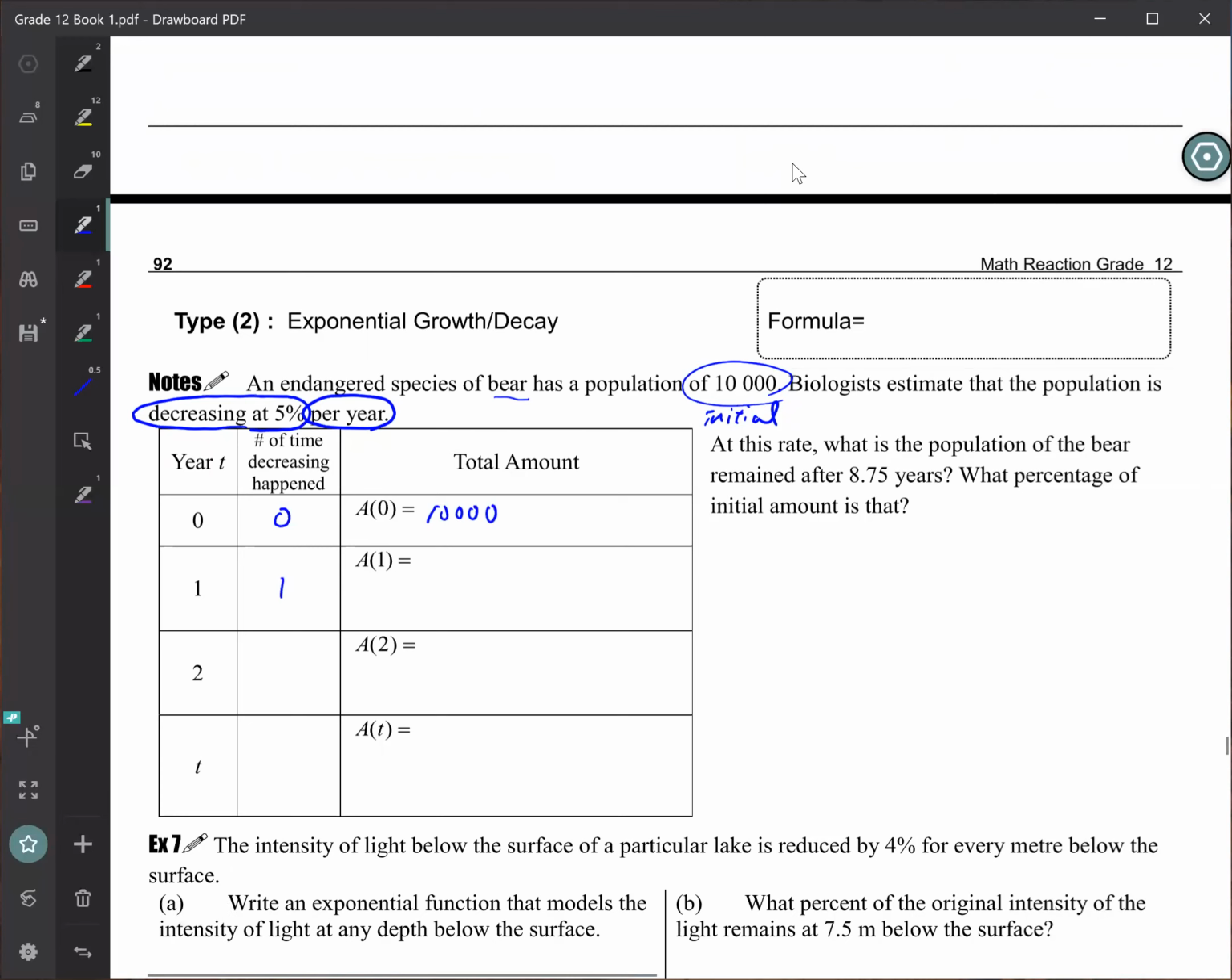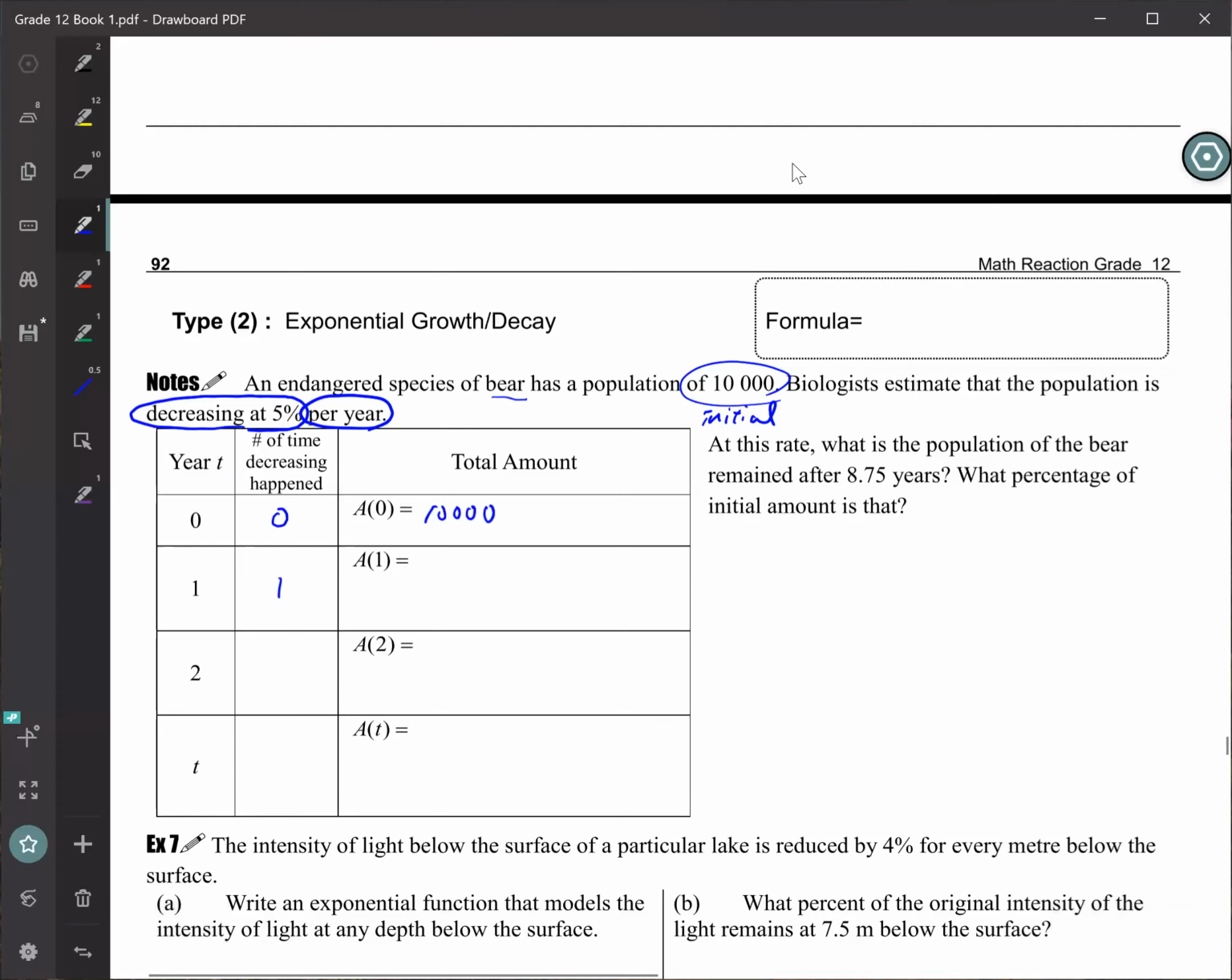So how do we find out how many bears are left after 1 year? Irae, what do you think? How do we calculate the number of bears left? 10,000 times 1.05. That will make it, not 1.05, times 0.95. How did you get 0.95? By doing math. Where does that number come from? Because I subtracted 5% from 100%. Yeah, okay, very good.